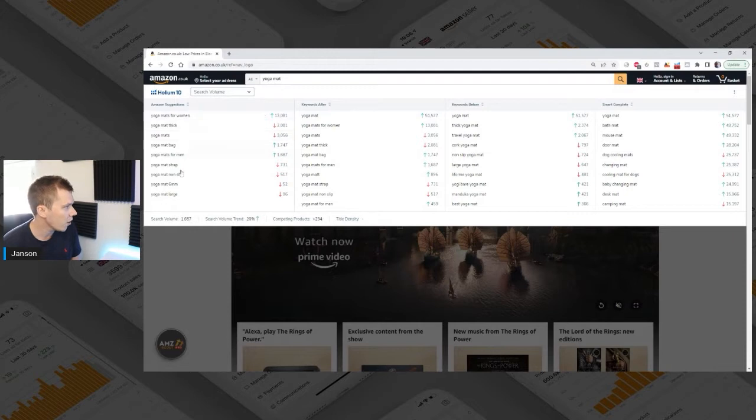I don't know why Amazon wouldn't suggest that. Obviously, because we've searched for yoga mat, haven't we? So there you go. Yoga mat is the most popular. But in any case, what are other people searching for in addition to yoga mat? We can see yoga mat for women, yoga mat thick, yoga mats for men, and so on and so on. Now, why is this helpful?